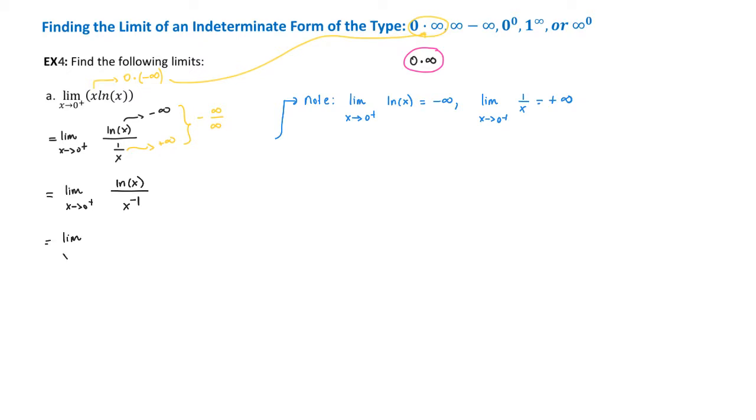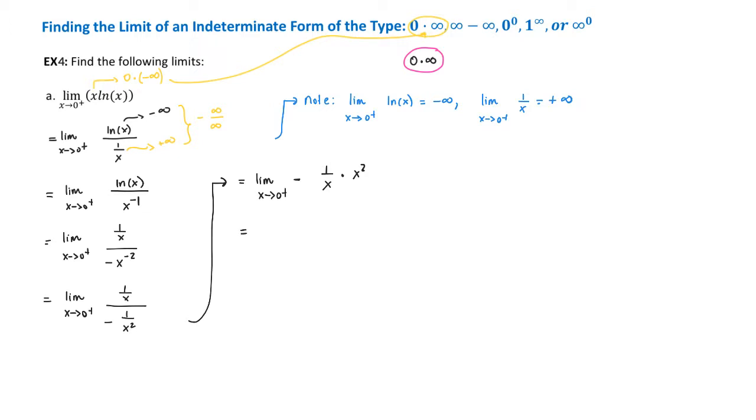And now in this step, I will differentiate. The derivative of the natural logarithm is 1 over x. The derivative of the bottom will be negative x to the negative 2. So then this is going to give us the limit as x approaches 0 from the right of 1 over x divided by negative 1 over x squared. Continuing right here, this will be equal to the limit as x approaches 0 from the right of negative 1 over x times x squared.